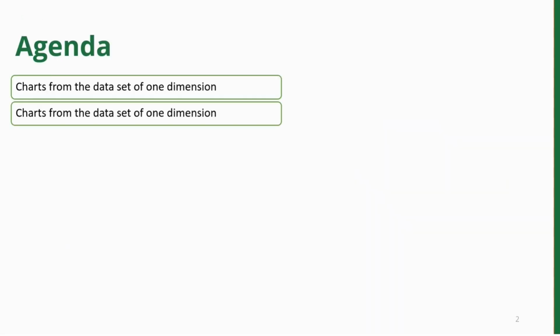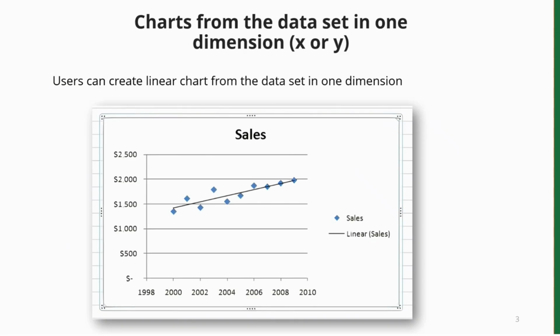So we will start with charts from the data set of one dimension, and then we will go to charts from the data set of two dimension. Now, one dimension charts are always the linear charts, which are line charts. You see, there's only one line which is there, right? So there is just one axis, either x axis or y axis. How do we do? Let's understand that.